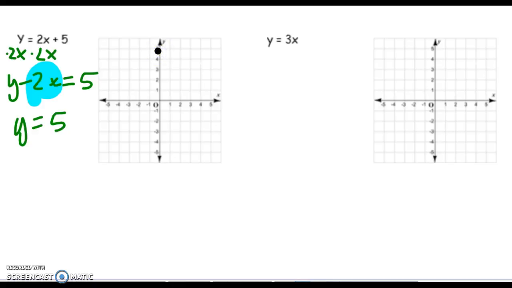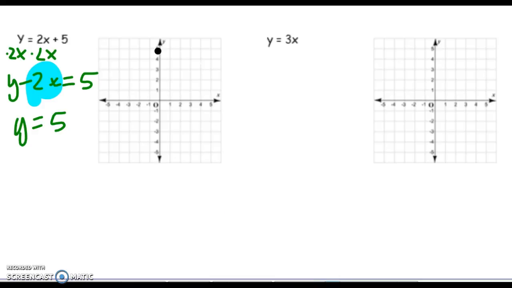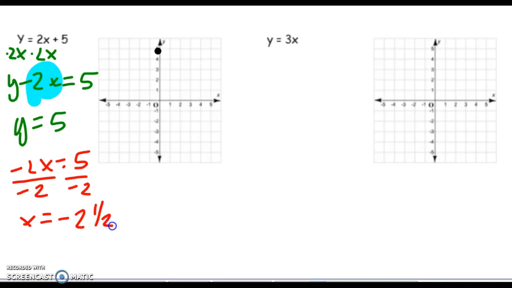But when it comes to my 2x, that's where it gets a little bit trickier. So I've got negative 2x equals 5. So if I divide that by negative 2, I get 5 over 2. So x equals 5 over 2, which I know is a negative 2.5, which I can graph right here at the negative 2.5. And I can go ahead and draw my line there. The only thing is we know that that's not exact perfect. Oops, my line's a little off.